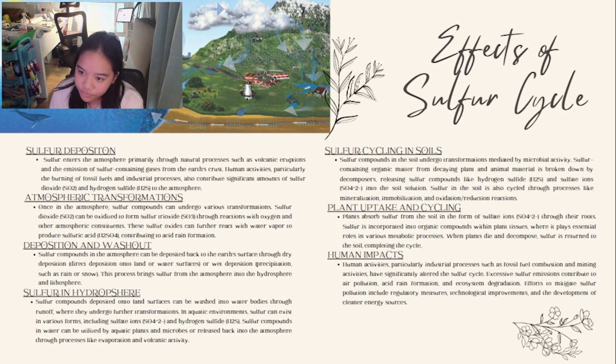Efforts to mitigate sulfur pollution include regulatory measures, technological innovations, and the transition to cleaner energy sources. Understanding the dynamics of the sulfur cycle is essential for preserving the health of our planet and ensuring a sustainable future for generations to come.